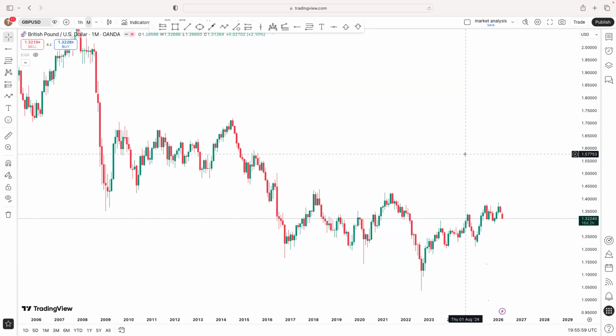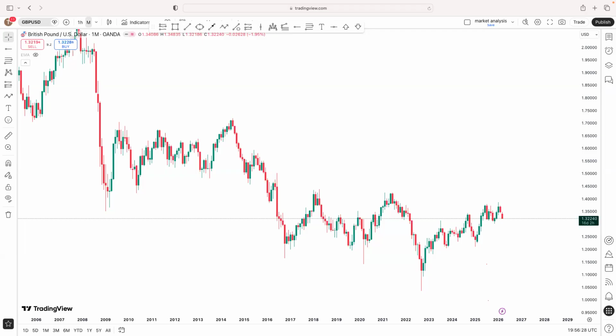But I'll say all the USD pairs, if the base is strong, the market will be moving up. The quote, if it's not strong, the quote will be moving down.